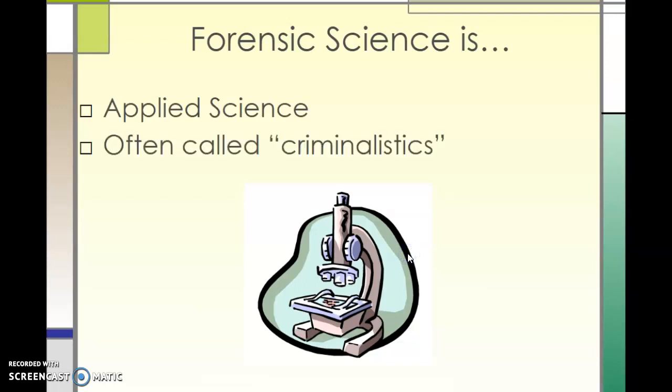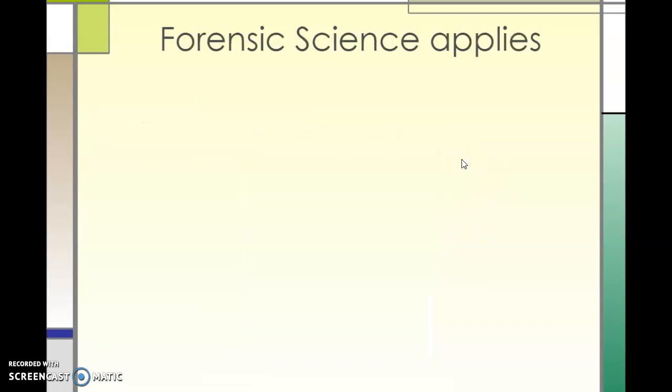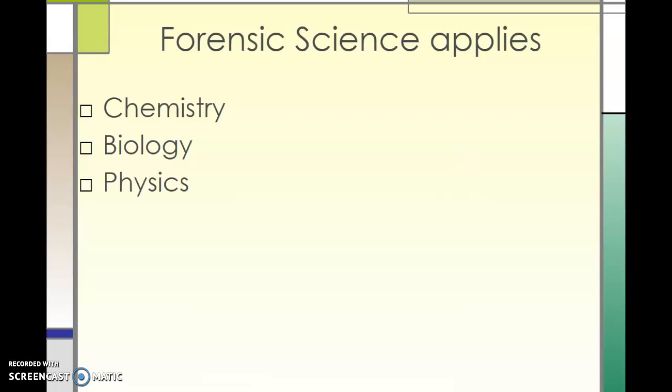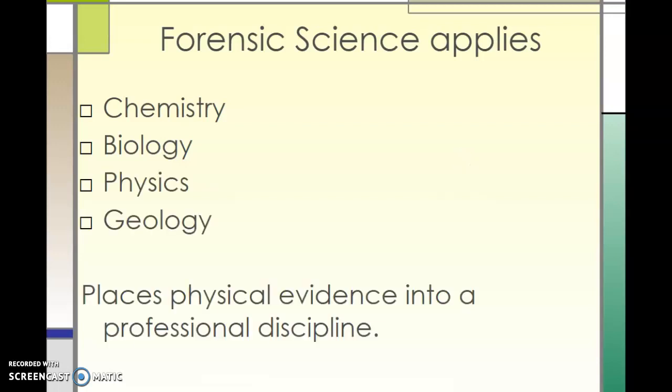So there are many different things that we actually study in forensic science. It's not just one concise field. It's many fields combined. It's normally referred to as criminalistics. But with forensic science, we use chemistry, we use biology, we use physics, we use geology. You don't normally go to college to get a degree in forensic science.